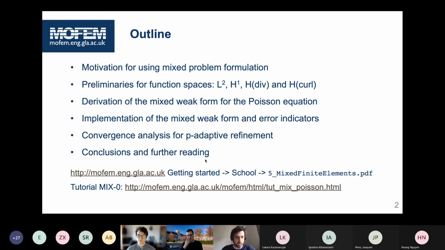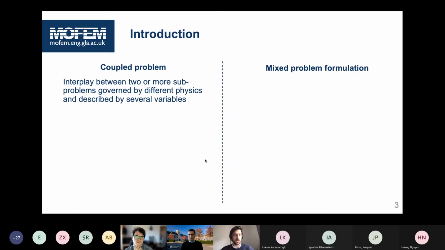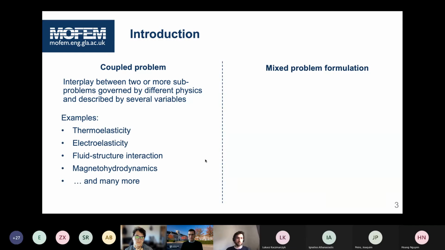So it seems to me that one of the ways to introduce the mixed problem is to find its difference from the coupled problems. Coupled problems are usually problems which are governed by different physics and therefore described by several variables, and then we look for the interplay between those subproblems. Examples include thermoelasticity and electroelasticity, which are classical problems, and then the vast domain of fluid-structure interaction problems, and more exotic things like magnetohydrodynamics and so on.